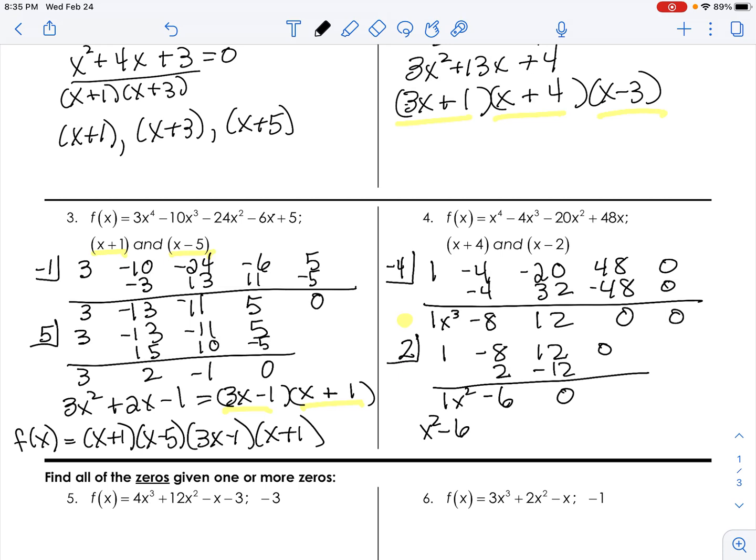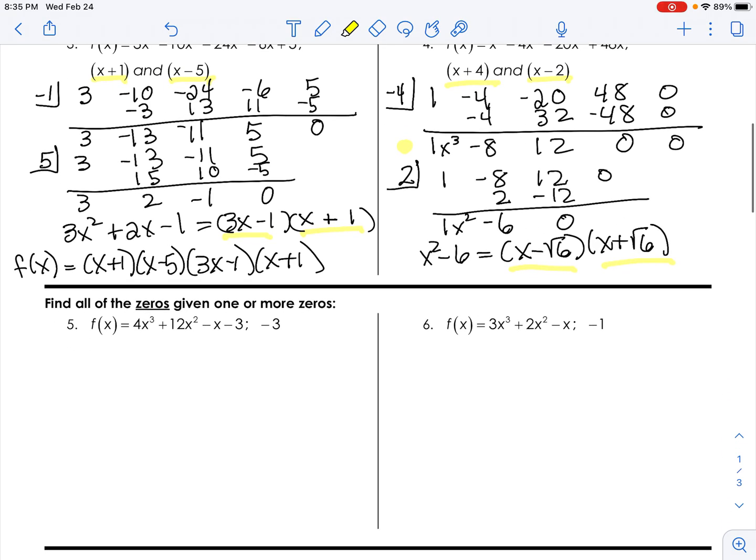So when you factor x squared minus 6, as I said, it's not perfect squares. So that factors into x minus the square root of 6 and x plus the square root of 6. So those are your factors. Okay, moving on to number 5.